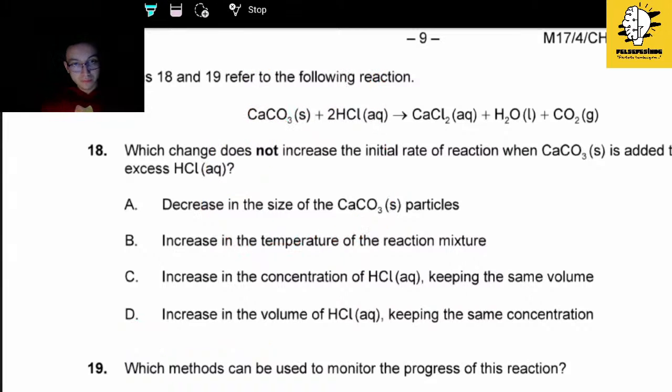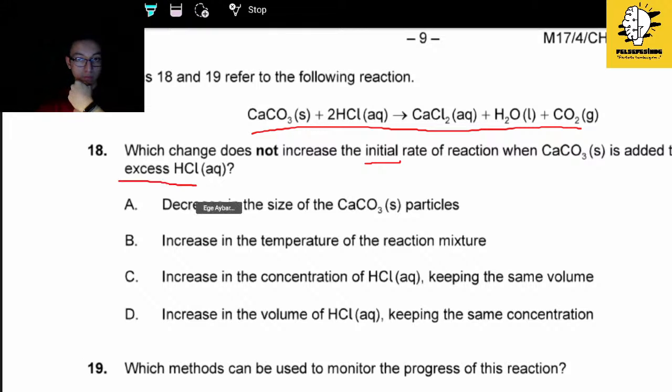So let's read the question, and we are given the equation here. Which change does not increase the initial rate of reaction, be careful about initial rate, when calcium carbonate is added to excess hydrogen chloride. You should be really careful about excess hydrogen chloride, because it will be very important.